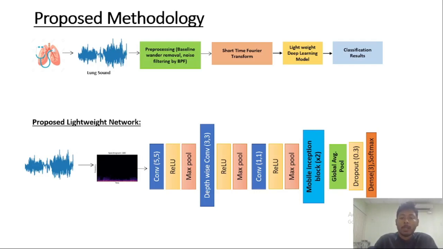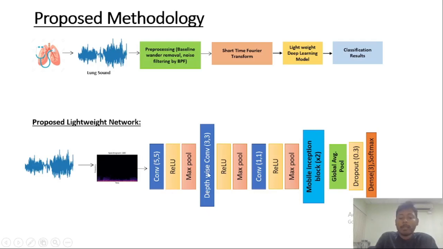Then we treated these short time Fourier transforms as images and fed them into a lightweight deep learning model, which can classify whether the lung sound signal belongs to the normal class, chronic class, or non-chronic class. The proposed lightweight network contains some convolutional blocks, which are normal convolutions.